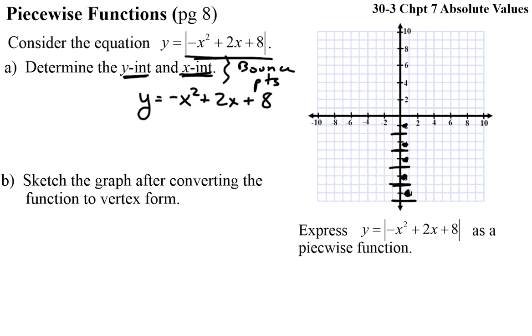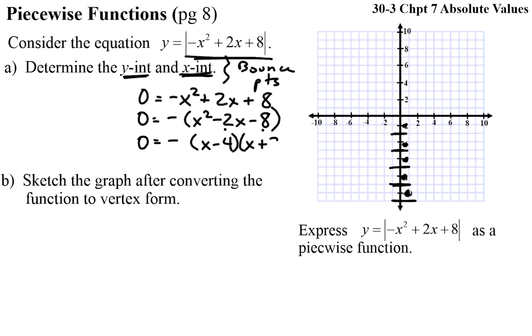X-intercept tells me that y is equal to 0. So my y will be 0, and now I solve for x. Well, the first thing I need to do is to factor out the negative: x squared minus 2x minus 8. How do I get x-intercepts? Solve a quadratic, factor it. So when I factor this, multiply to negative 8, add to negative 2: x minus 4, x plus 2.